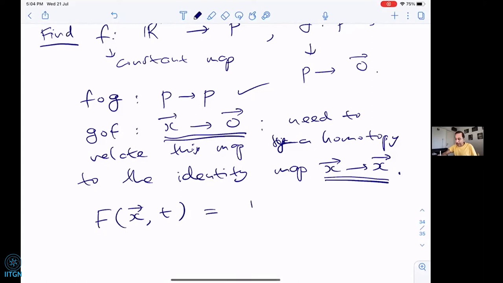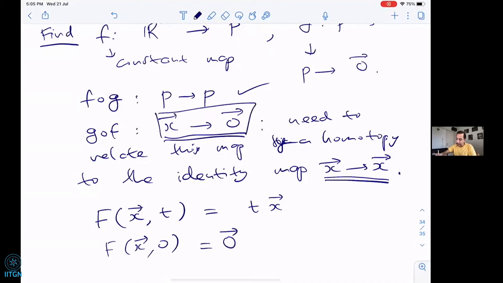Now there's a beautiful answer. It's T times X. Okay, look at this map. This is the scaling map, if you like. Every vector in Rn is scaled by a factor T between zero and one. Now, if T is zero, then obviously F of X and zero is exactly the point zero. So it's this map here. And if T is one, then it's X, and that's this map here.